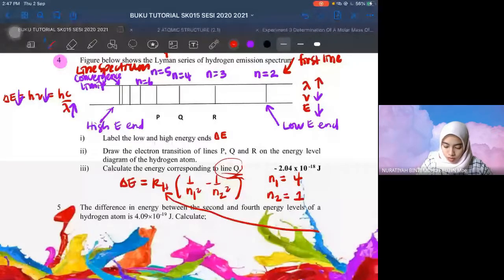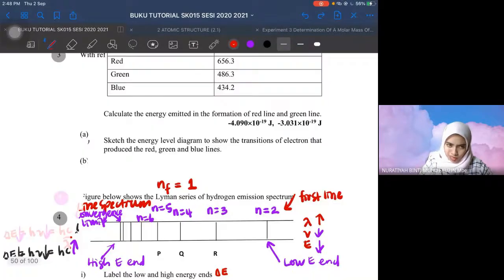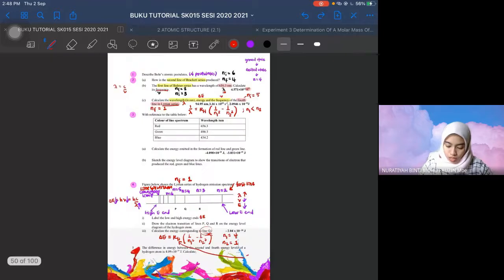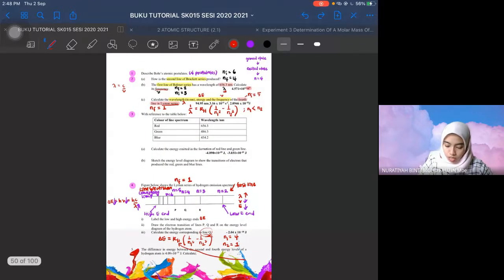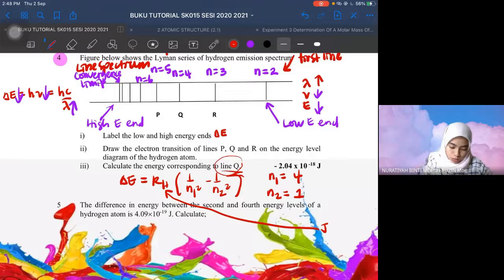Joule. Joule. Second, kan? Joule. Apa awak punya RH? Joule. Okay, yang Joule because awak nak energy. Okay, bukannya wavelength. So use the correct terms, masukkan and you will get your delta E.